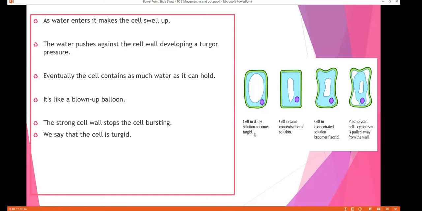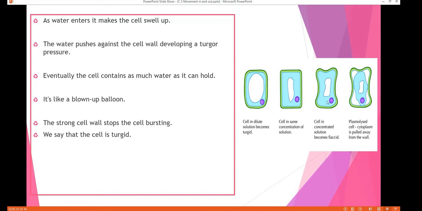How? Because the concentration of water inside the cell is less compared to the surrounding solution. Then water diffuses from outside to inside the cell, increasing the concentration inside. So this is how the cell swells as the water keeps on diffusing inside, and it becomes turgid, which means swollen and turgid.